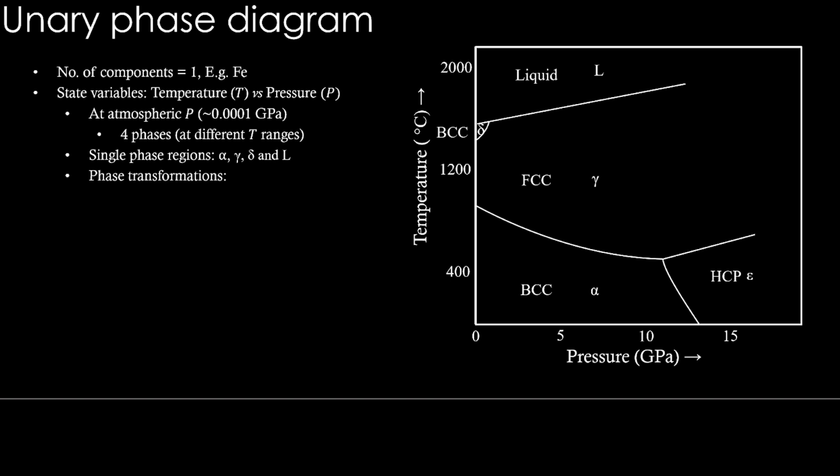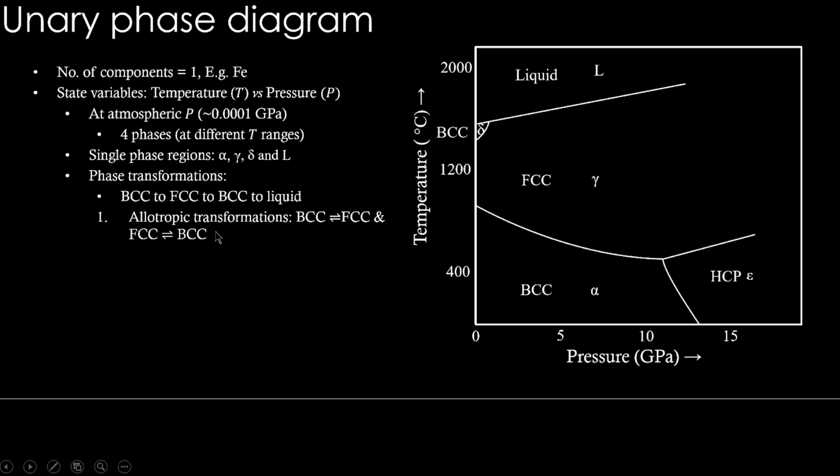So now what about the phase transformations that are happening in this system? BCC to FCC, again to BCC to liquid. This is happening at atmospheric pressure when temperature changes. These are called allotropic transformations in the solid state, the BCC becoming FCC and FCC becoming BCC. This can happen when temperature increases or when temperature decreases. So this reversible symbol is put here for that reason. So these are allotropic transformations.